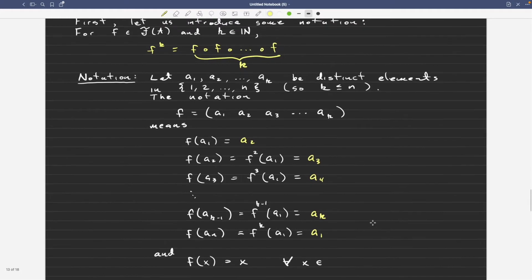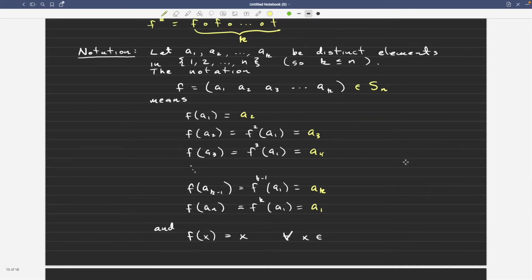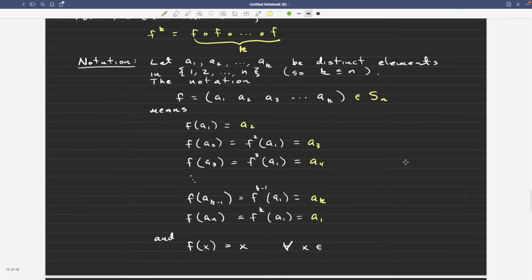And then what about if this function F is, maybe I should have mentioned it here, an element of Sn? Maybe k was strictly less than n. So what about the values in 1 through n that were not present in the list A1 through AK? Well, all of those just map to themselves. So f of x equals x for every x in the whole set, 1, 2, all the way up to n, minus the set containing A1, A2, all the way up to AK.